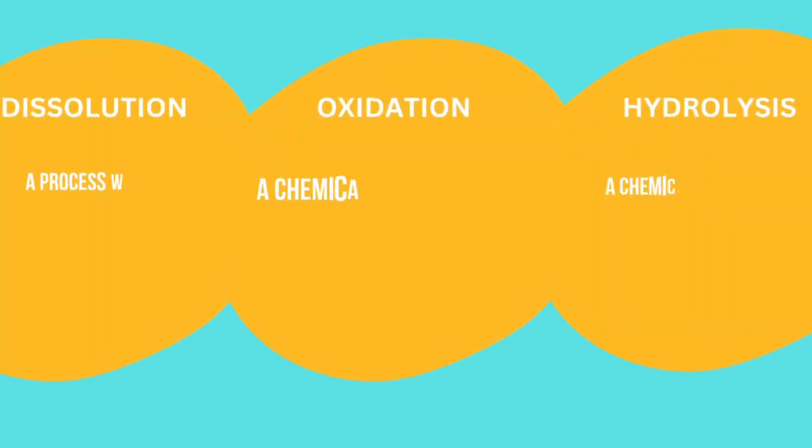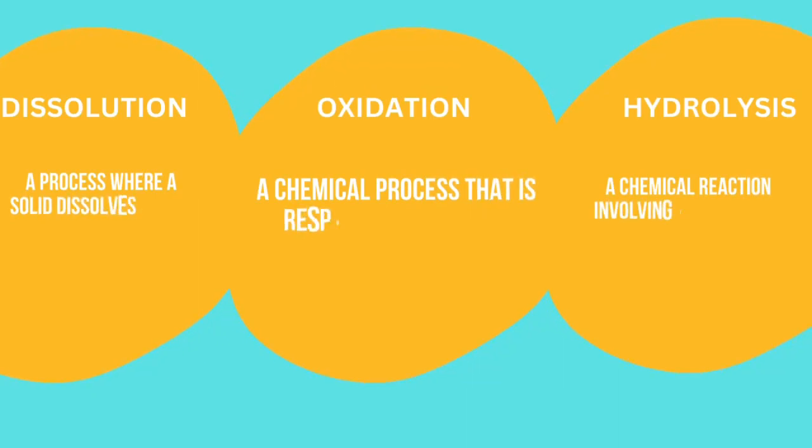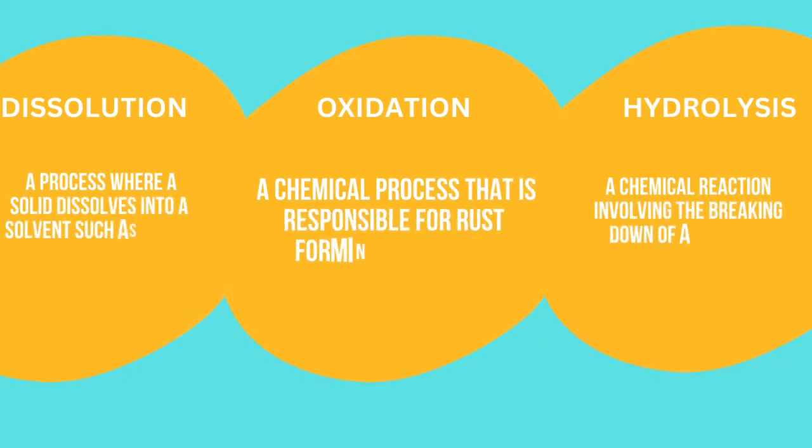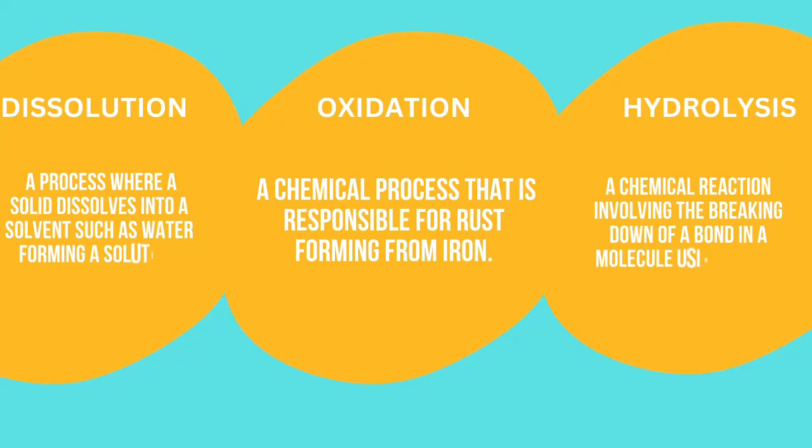Now, let us define the different processes of chemical weathering. The first process is called dissolution. Dissolution is a process where a solid dissolves into a solvent such as water, forming a solution. Next, we have oxidation. Oxidation is a chemical process that is responsible for rust forming from iron. And lastly, we have hydrolysis. Hydrolysis is a chemical reaction involving the breaking down of a bond in a molecule using water.